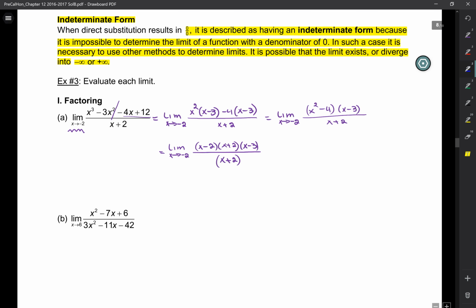I can cancel out the x plus 2's, and now I can make the denominator go away. So yay, I'm not dividing by 0 anymore. Finally, this is equal to the limit as x approaches -2 of x minus 2, x minus 3. Now I can use direct substitution.